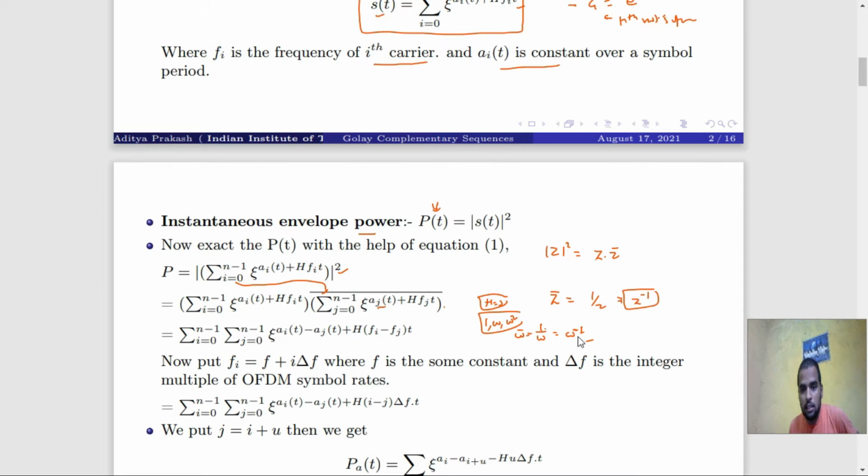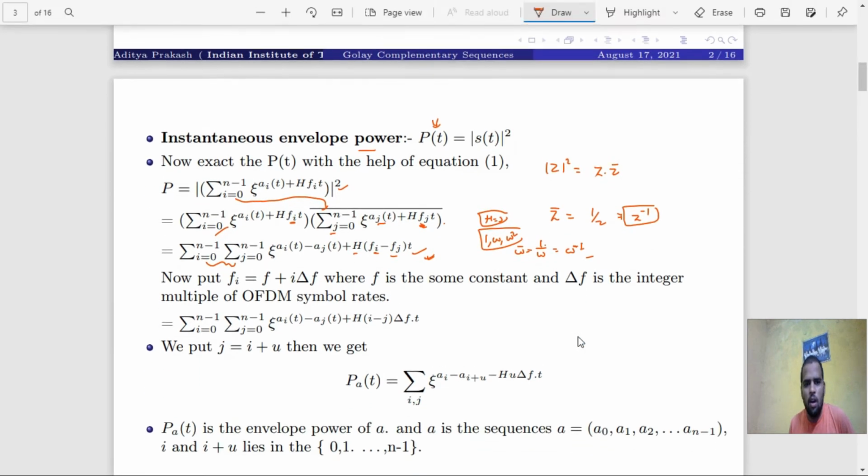Then we get j to the power a_i(t) minus a_j(t) plus h f_i minus f_j. That means the summation over i equals 0 to n minus 1 and the summation over j, with j to the power a_i(t). The minus sign comes from the bar being replaced by the minus sign, which is why we have minus a_j plus h f_i minus f_j, and the f_i minus f_j is multiplied by t. So this result will come.